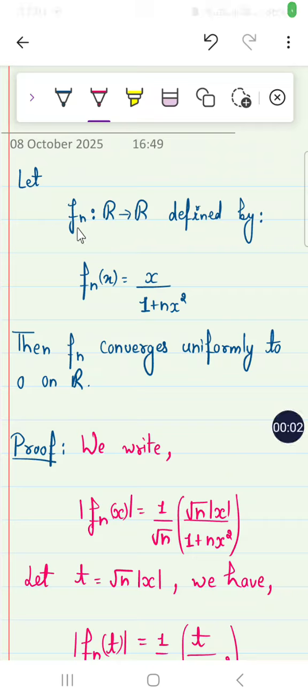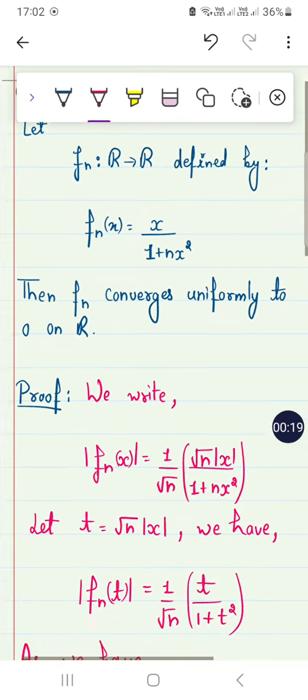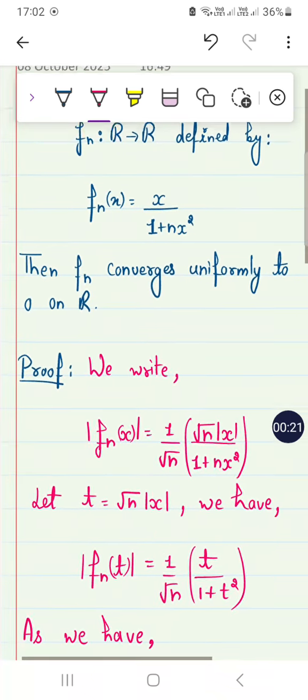Hello students, today we have discussed uniform convergence, right? Now let us define the function f_n(x) = x/(1 + nx²), which is from real numbers to real numbers, right? Now we have to prove that f_n converges uniformly to 0 on R. How do we prove that it is converged uniformly?